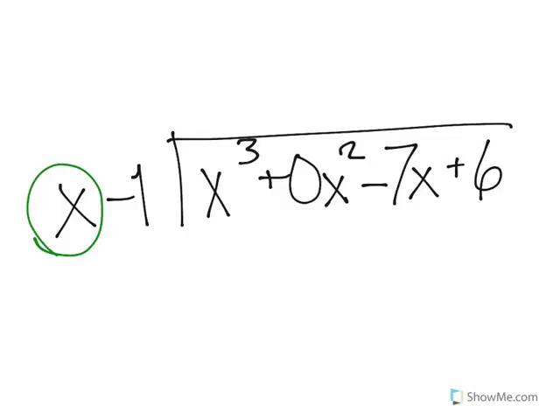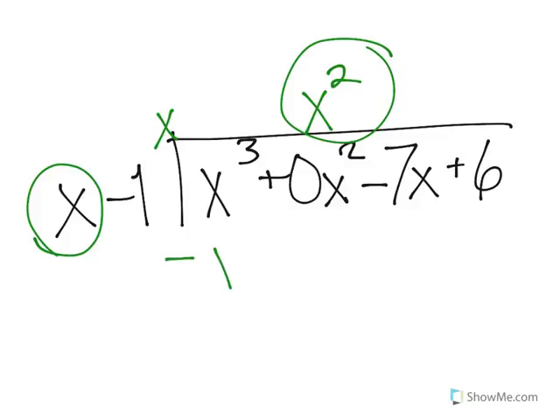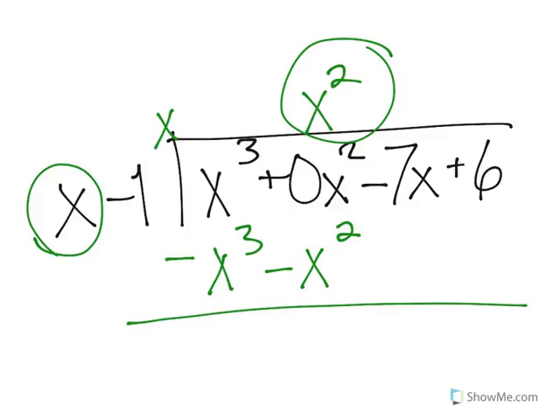So x times x squared gives you x cubed. Now we will multiply this x squared times x minus 1, just like we did when we were dividing 729 divided by 9. So x squared times x, we get x cubed, and x squared times -1, we get negative x squared. And we subtract that from our number, and we get 0 plus x squared.